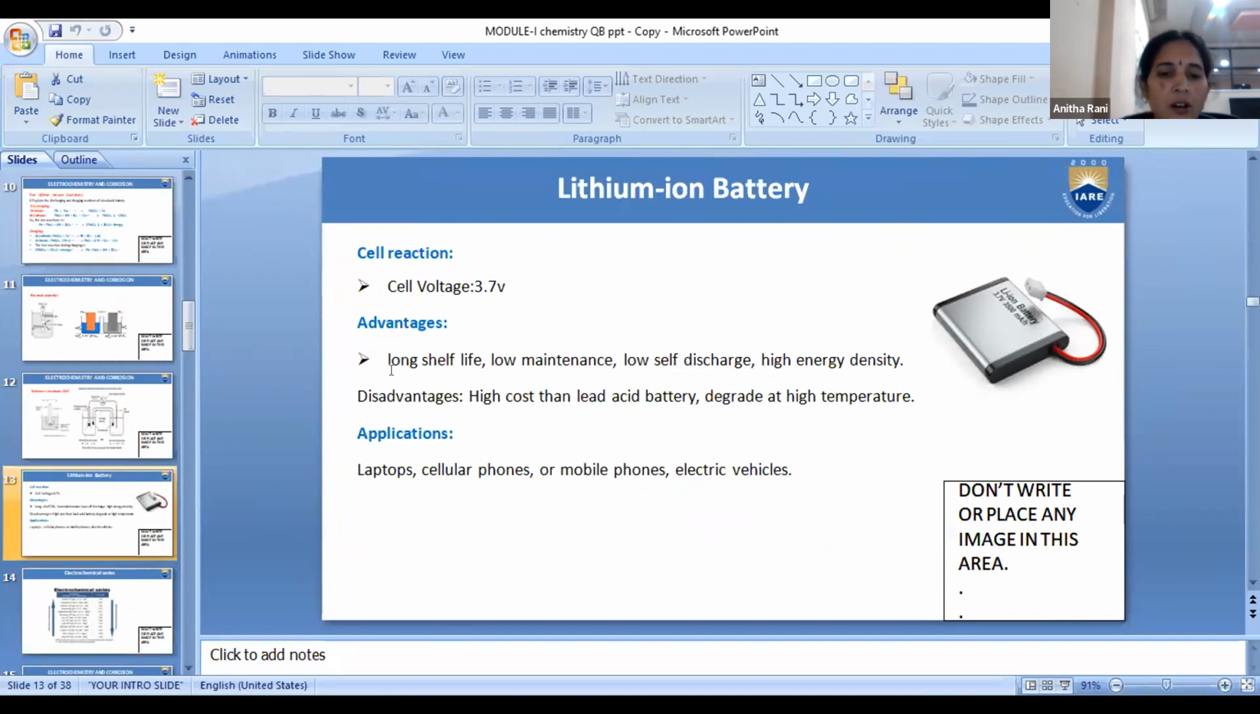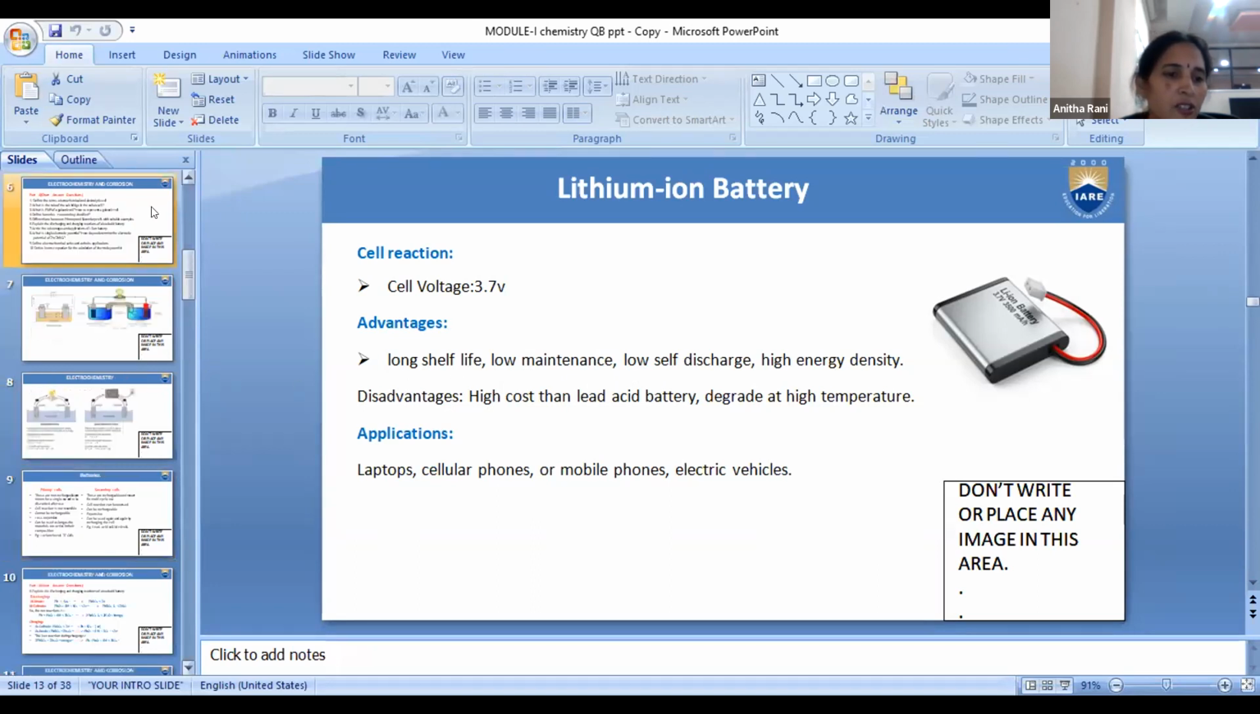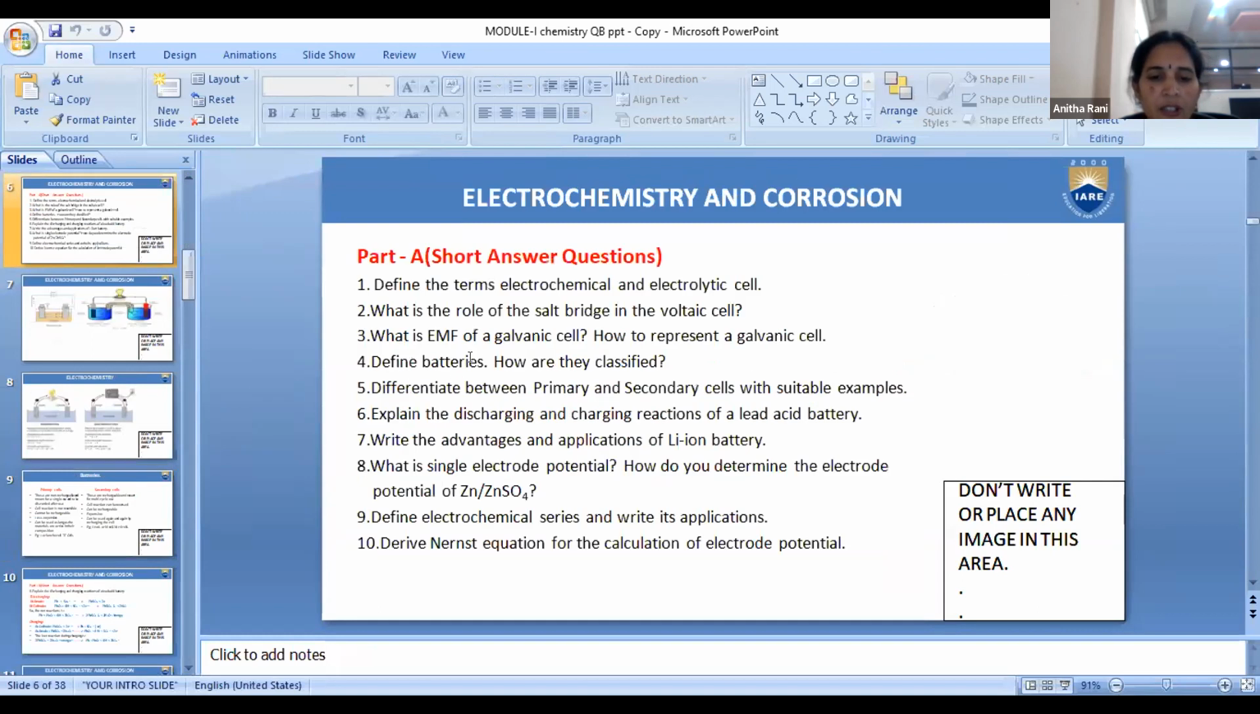Advantages means long shelf life, we can use it for a longer period of time, and low maintenance, we can maintain it easily. Low self discharge, which means there won't be much self discharge. High energy density. These are the advantages of lithium ion battery. Disadvantages are there, but here the question is only advantages, so you write only advantages and applications.